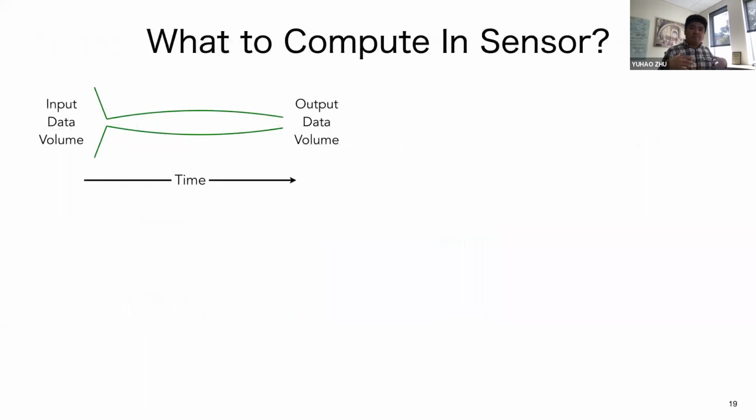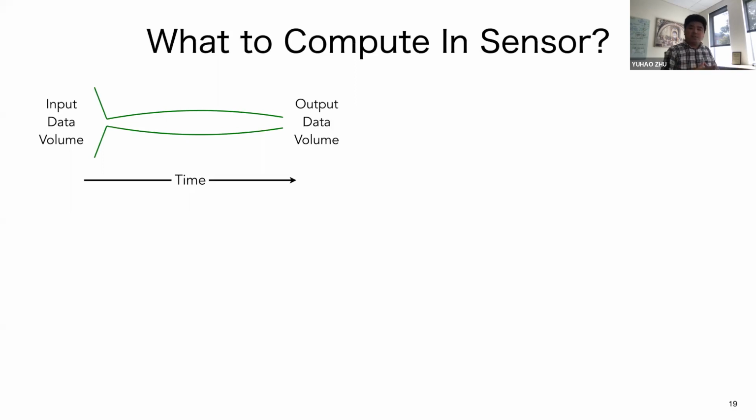So for these two reasons, computations inside the sensor are inefficient. Then it naturally leads to the question of what exactly we should compute in sensors. We ideally want to move computations inside the sensor so that we reduce the data transmission out of the sensor, but at the same time, we cannot do too much computation because it's inefficient to do that in the sensor.